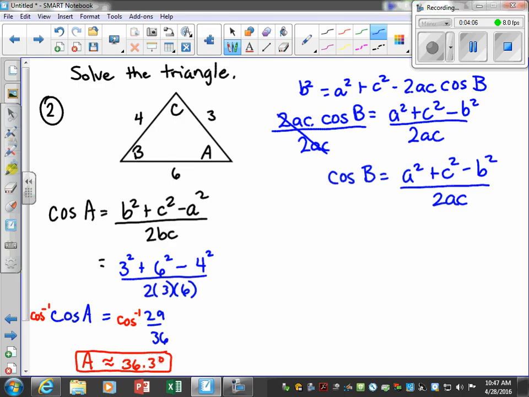Okay, so just like we did, that process is going to be very similar whether you're solving for cosine of A, cosine of B, or cosine of C. So now we're working with this. Let's go ahead and we can plug in values now. So our a squared is going to be, opposite of A is 4. C squared is 6 squared. B squared is 3 squared. Okay, and then we have 2 times a times c.